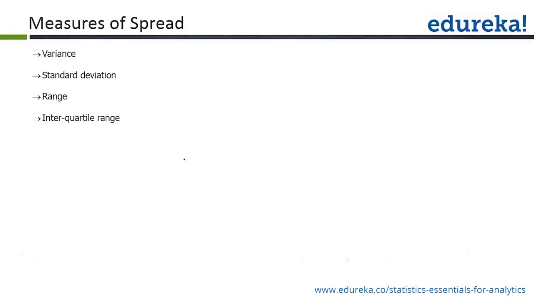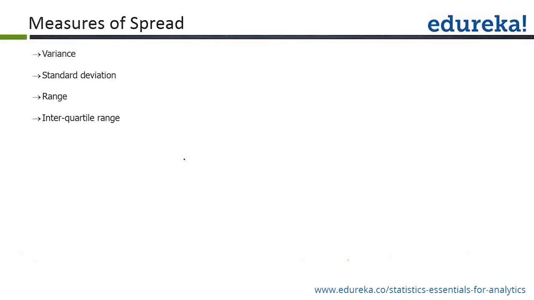There are basically 4 measures of spread, as you can see in the slide. The first measure is variance. The second is standard deviation, the third is called range, and the fourth is called interquartile range. The measures of center focus on just getting a feel of how central the data is, right? So the mean gives an indication of the average value, the median gives an indication of the 50th percentile, and the mode gives an indication of the most frequently observed value, correct?